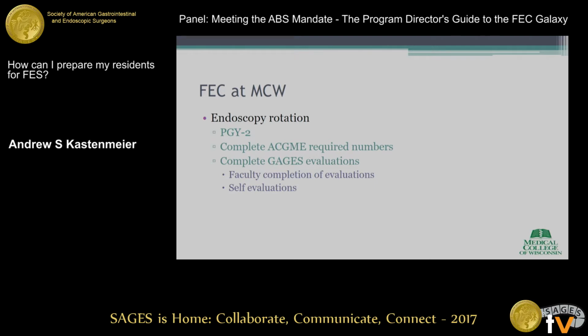So then they do their endoscopy rotation as a PGY2. They're usually pretty well prepared for this coming in. On that rotation, I ask them to obviously get their numbers and then complete GAGES evaluations. And I have the faculty down in the GI lab do an evaluation of them, and I ask the resident to fill out their own personal evaluation as well, so that we can compare and make sure that they have good insight into how well they're performing.